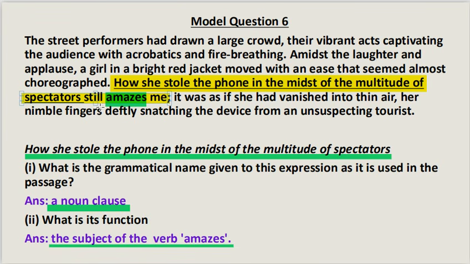In fact, you can remove still. We can say how she stole the phone in the midst of the multitude of spectators amazes me. So it is the subject of the verb amazes.